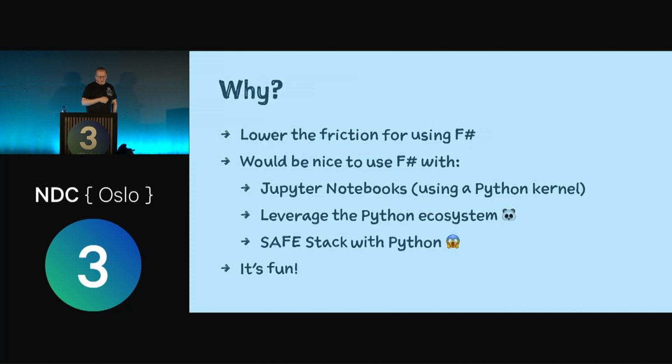So yeah, why I'm doing this, I want to lower the friction of using F#. I think the Python community has a lot to teach us about friction. And it would be nice to use F# in Jupyter notebooks. And I know about .NET Interactive, but I don't want a .NET kernel. I want a Python kernel, because I want to use all the cool Python stuff. So I want to leverage the Python ecosystem, Pandas, stuff like that.